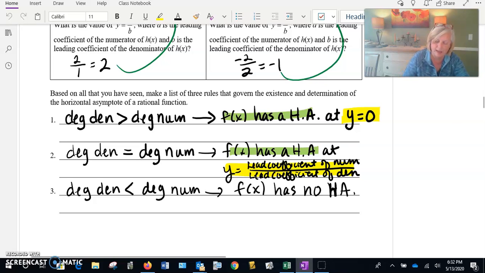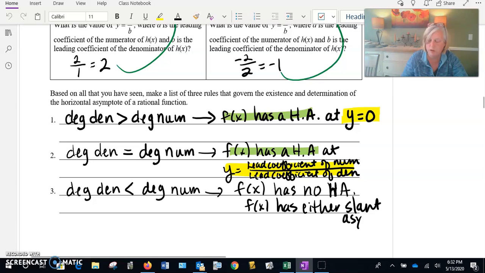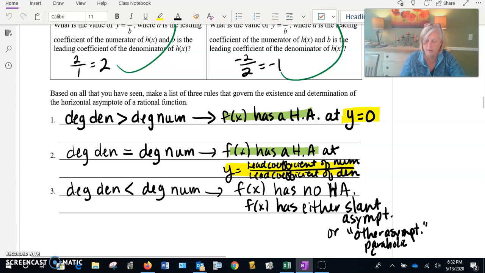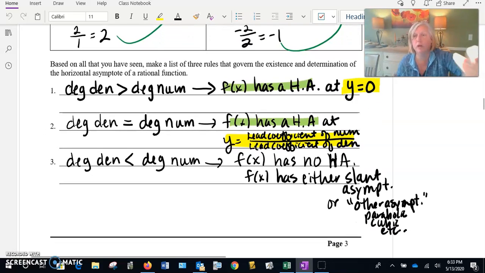And I'm going to add that f of x has either a slant asymptote, which we will talk about in more detail on the next page, or what I call other asymptote, which might be kind of like parabolic, cubic, etc. We don't spend too much time on the quote unquote other asymptotes other than just understanding that it does control the ends of the graph.